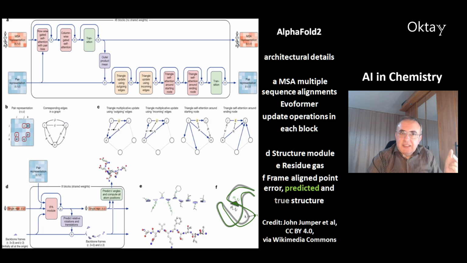This is how AlphaFold 2 did it. That's the architectural details. At the top, that's the MSA, multiple sequence alignments. The AI does the same as a human would do, breaks down this big problem to many little problems. And then there's an Evoformer, which makes update operations in each block. In D, that's the structure module. Here is the residue gas. And this picture F is the frame alignment point error. This is the green structure as the predicted structure, and the true structure is in gray.